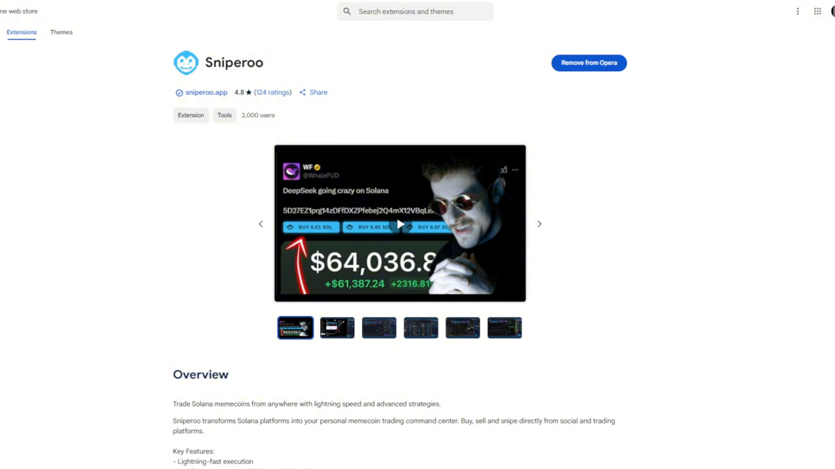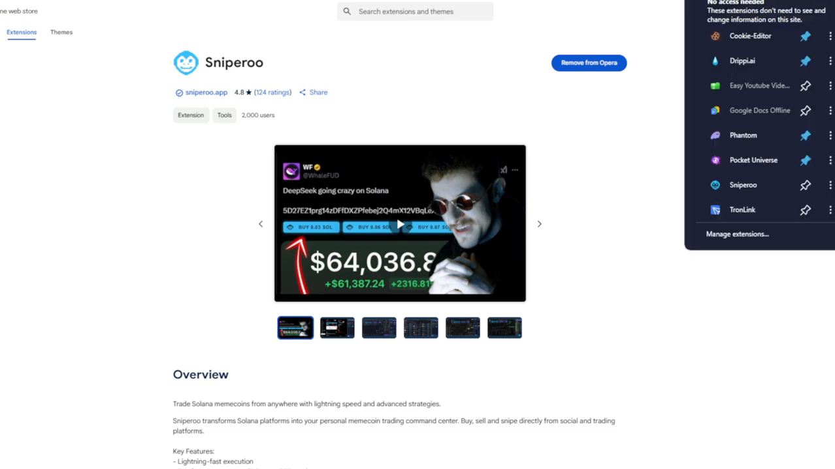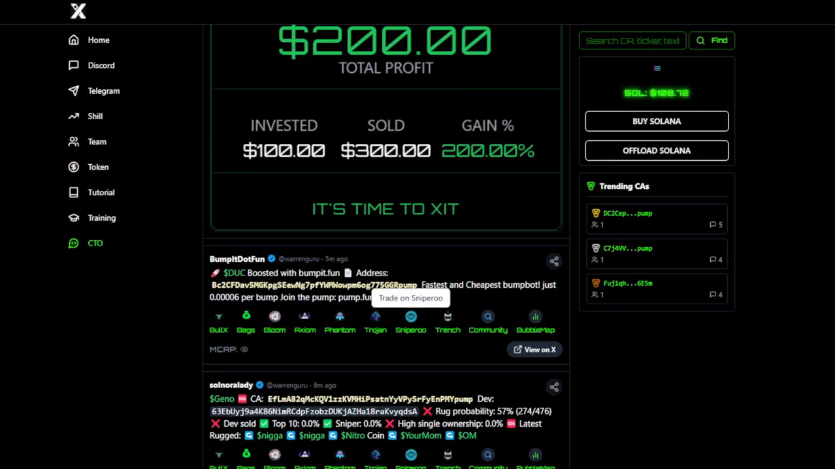Now, if you're a pretty seasoned person at using these things, you simply would go to the top right where your extensions are located. If you're in Opera, they're going to be in a little cube. If it's Chrome, it may be a little puzzle piece. But needless to say, you're going to scroll on down until you see Sniperoo, and then you're going to click on that little pin option. That pin option will allow you to have it pinned to the top of your browser.